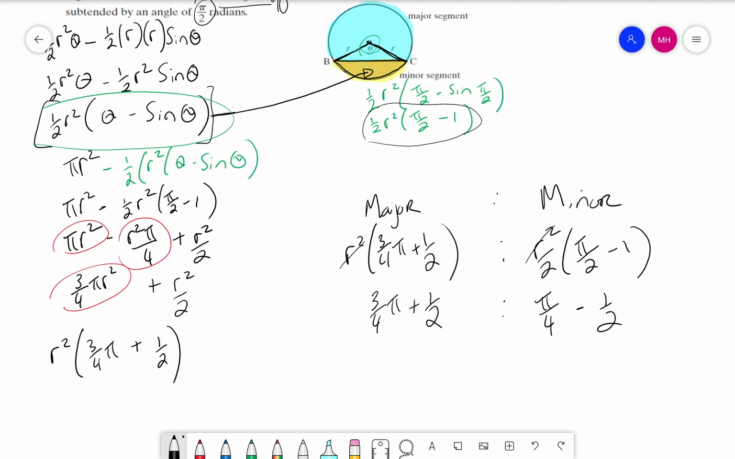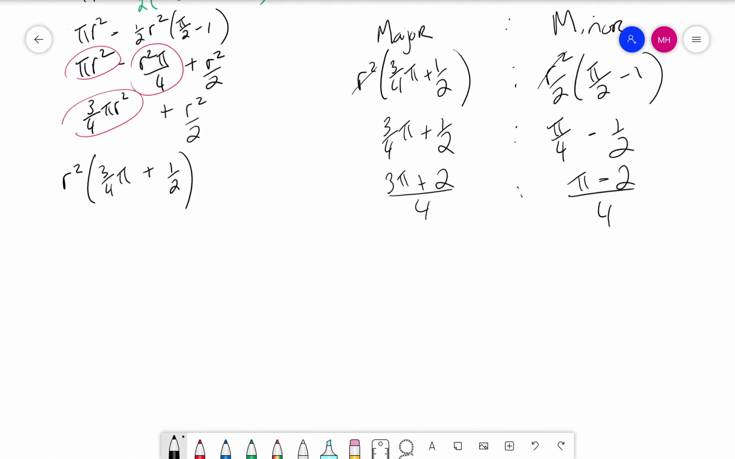Let's get them with common denominators. So 4 is the common denominator here. 4 into 4 goes 1, so you got 3 pi plus 2 into 4 goes twice. 2 by 1 is 2. And over here, over 4, 4 into 4 goes 1, so you're getting pi minus 2 into 4 goes twice. So we can compare them as 3 pi plus 2 to pi minus 2.